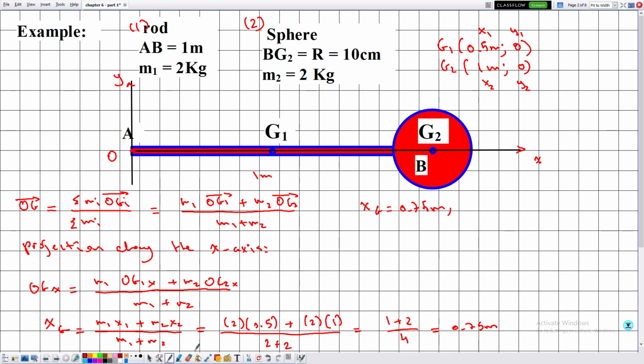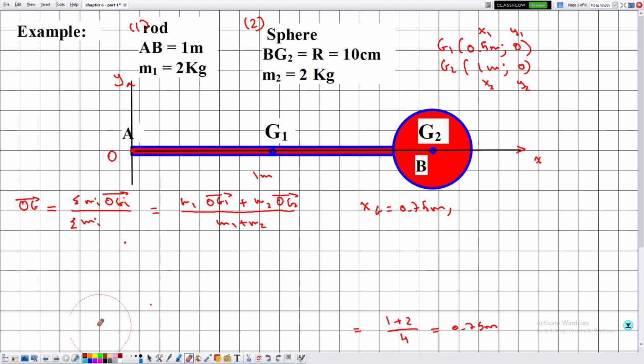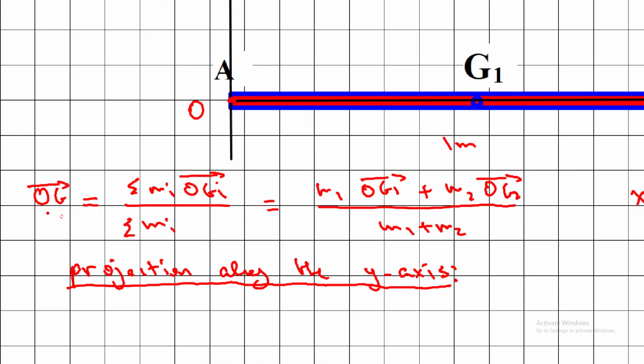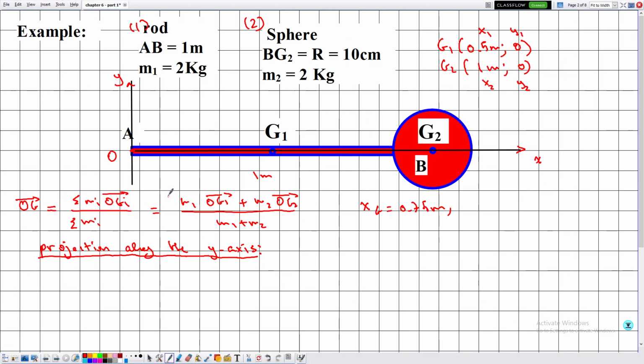Now let's do the projection along the y-axis. So how do we project along a certain axis? We get rid of the vectors, and simply each vector quantity will carry the label y. Notice that the mass is a scalar quantity, so it cannot be projected on x or on y. It's very similar to time. Remember that time is absolute, and time cannot be projected on x or on y.